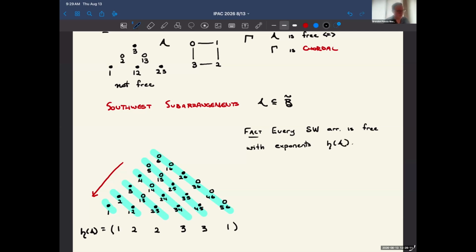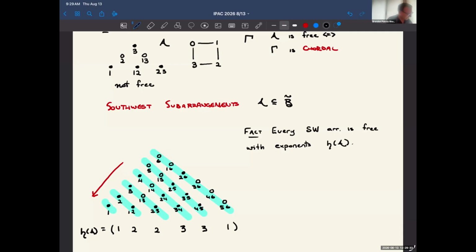By the way, why do we call the H sequence H? H is for Hessenberg. If I had an ideal arrangement, this would be cryptomorphic to something that we would usually call a Hessenberg vector. Okay, so we have these free arrangements. So questions at this point?